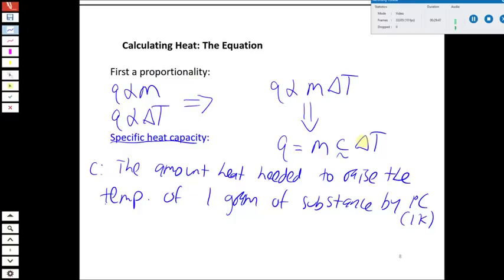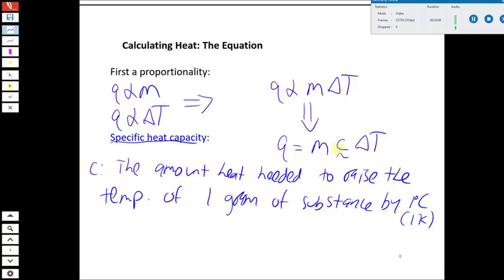So if we had 1 gram of water up here at 20 degrees Celsius, and we wanted to put heat into it to raise it up to 21 degrees Celsius, that amount of heat is equal to the specific heat capacity of water. And this value of C is dependent on what substance we're talking about. So it's not a universal constant for everything. It's a constant depending on the substance that you're dealing with.